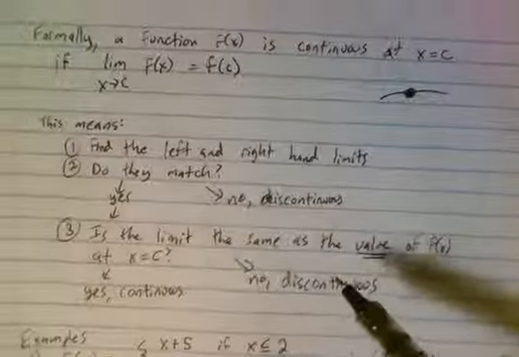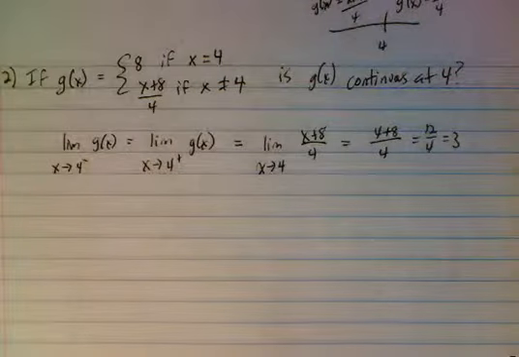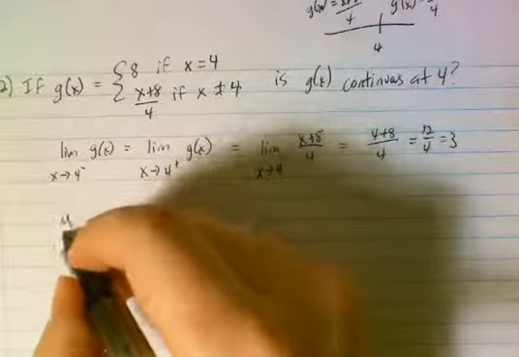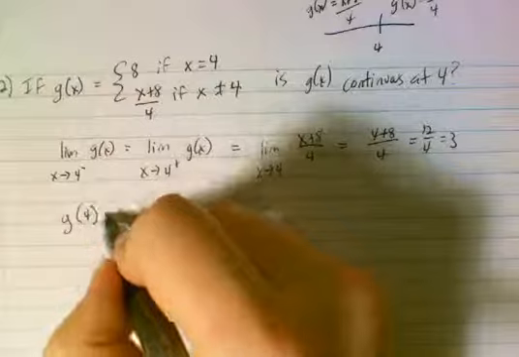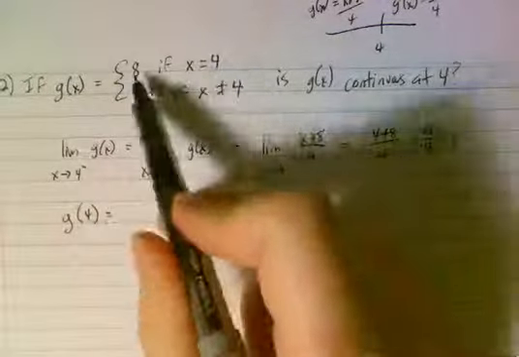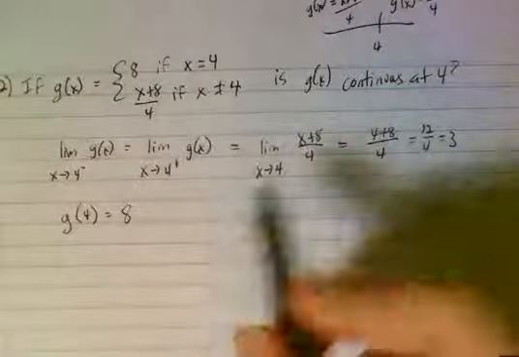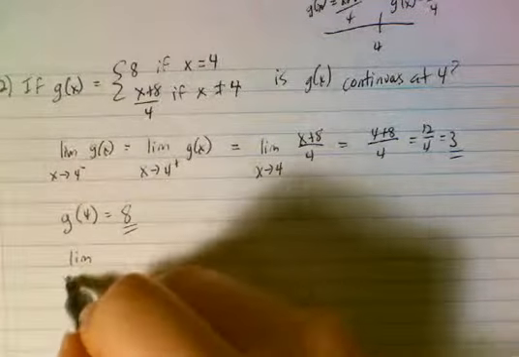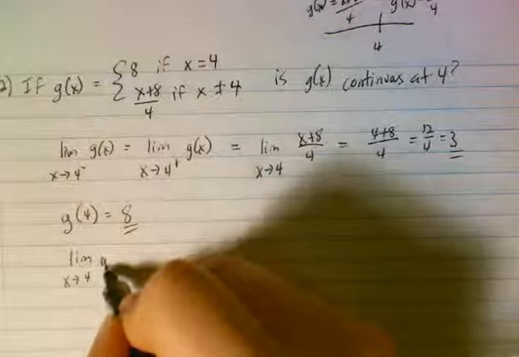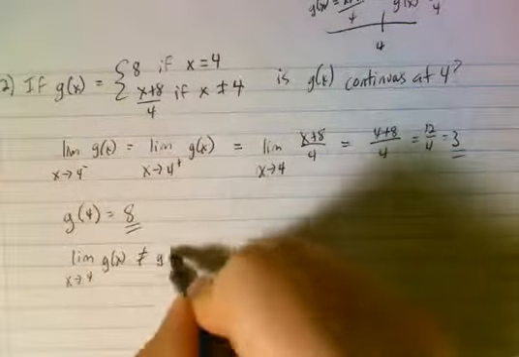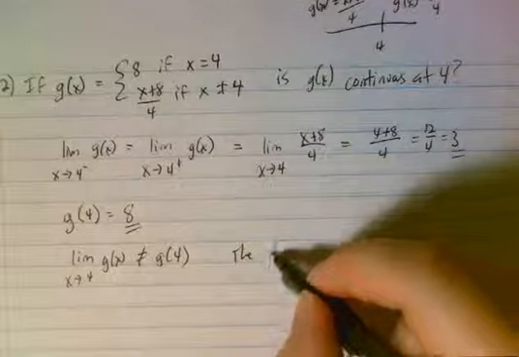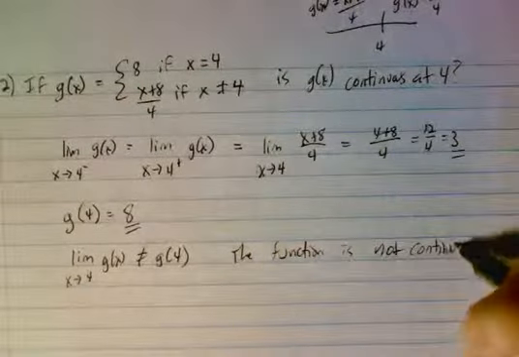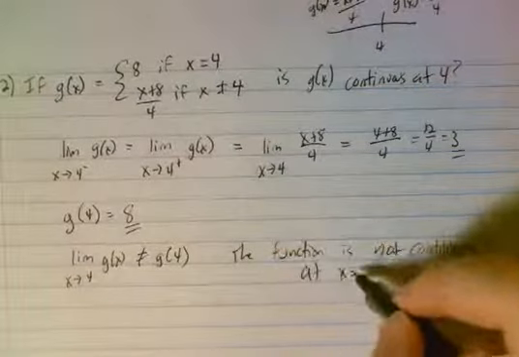Now we need to just compare it to the value of the function at x equals c. Well, we're told that when x equals 4, g of x equals 8. Notice 8 and 3 do not match. So that means the limit as x approaches 4 of g of x does not equal g of 4. That means the function is not continuous at x equals 4.